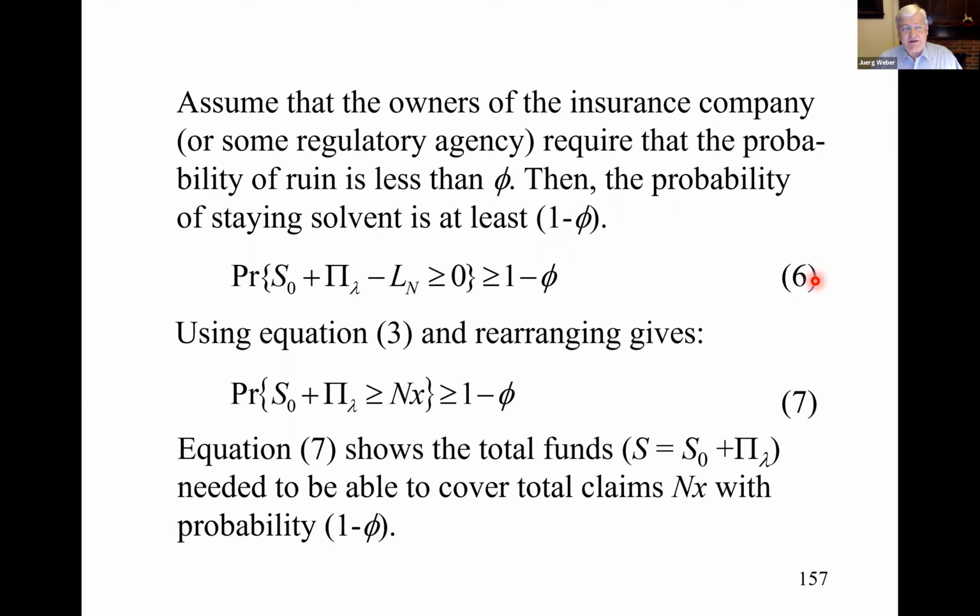So in equation 6, we look at the probability that here we have the available funds, and here we have the losses, and this must stay positive. The available funds must exceed the losses. And the probability of this occurrence should be more than, let's say, 98%. So here that's the available funds. We had this from before.